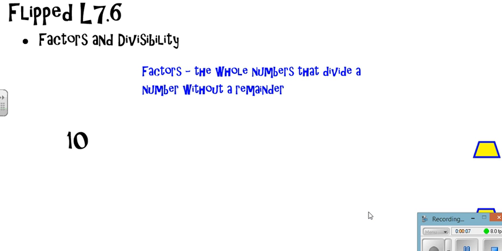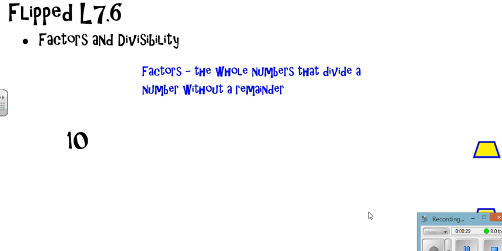7.6. Today we're looking at factors and divisibility. Once again, we're refreshing all these concepts, making sure we have them down as we move into higher math. So first of all, we have the idea of factors. Factors, of course, are the whole numbers that divide a number without a remainder. What do I mean by that? Or what does that statement really mean?